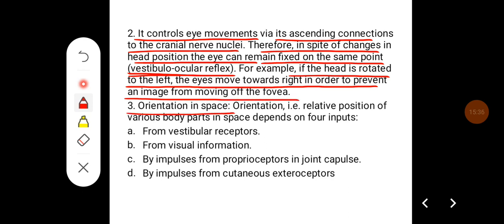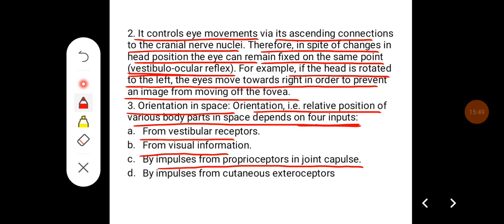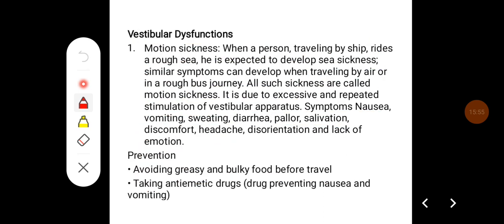They also help in orientation in space. Orientation, that is the relative position of the various body parts in space, depends on four inputs, that is from the vestibular receptors, visual information, impulses coming from proprioceptors in the joint capsule, and impulses coming from the cutaneous exteroreceptors.